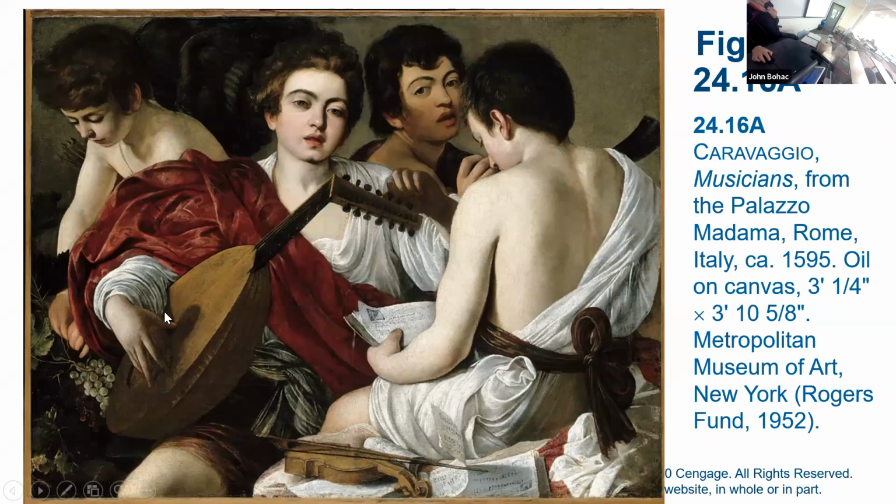And so finally, the last person I want to show you today is this guy, Caravaggio, and he is pretty much considered the greatest painter of the Italian Baroque era. We look at Bernini as being the greatest sculptor. We see Caravaggio as being the greatest painter.